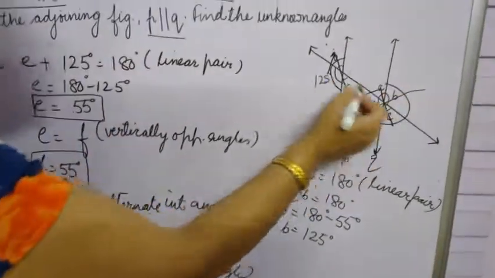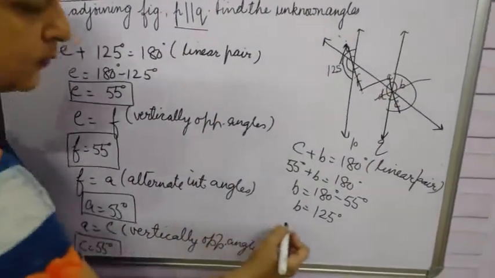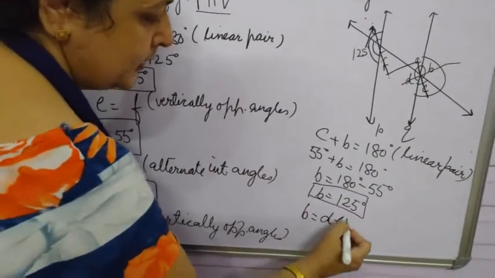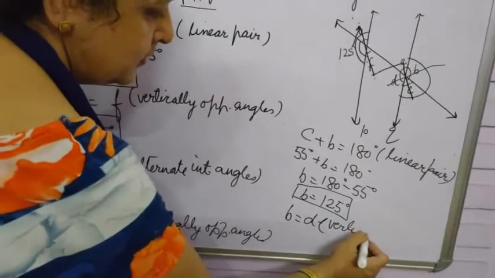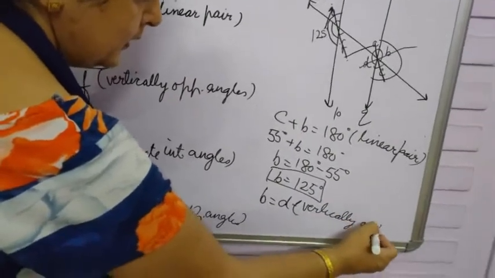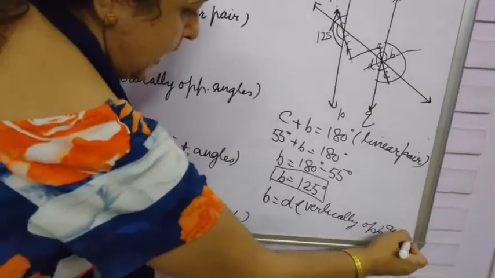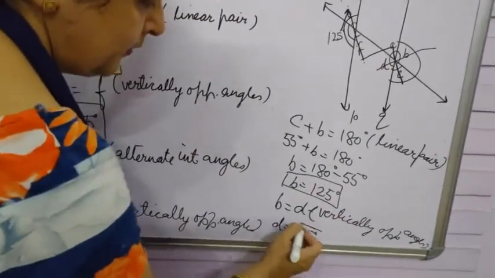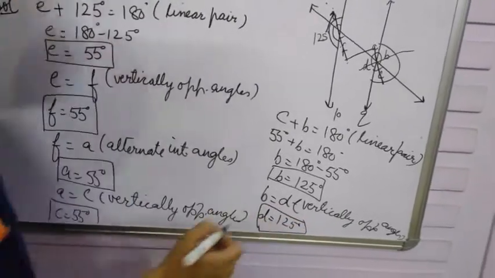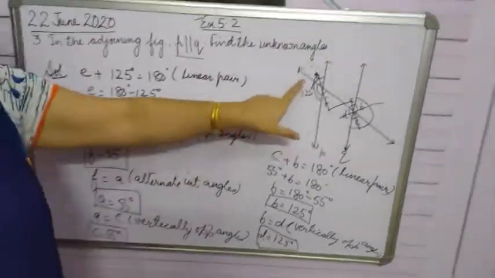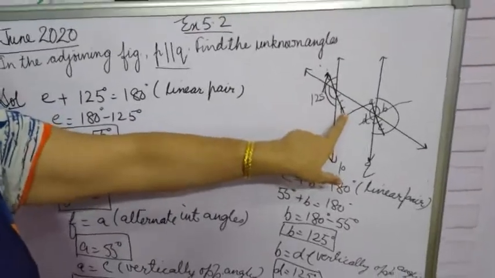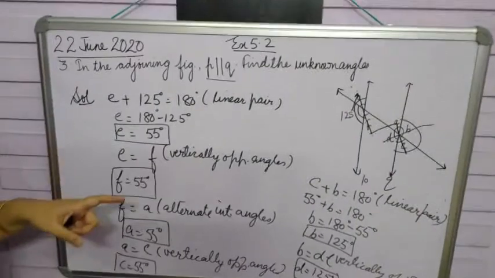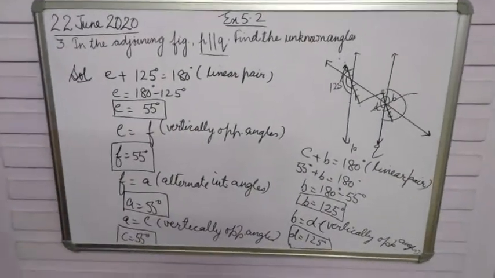And what about B and D? They are vertically opposite angles. So angle B is equal to angle D because these are vertically opposite angles. So angle D is also equal to 125 degrees. You can also use the other results for getting the result. You can use the linear pair here also. Many results can be used, but all these results will give the same answer if you don't make any mistake.